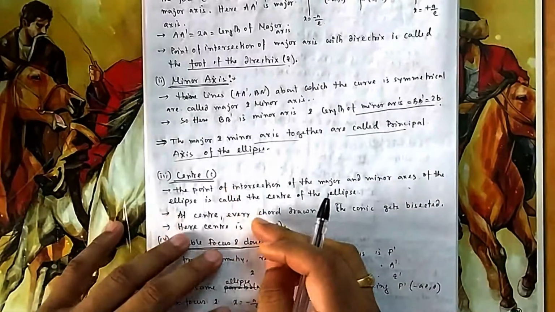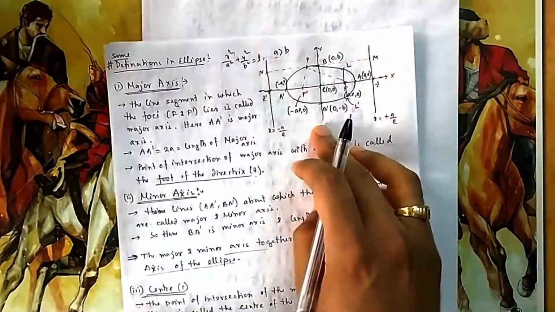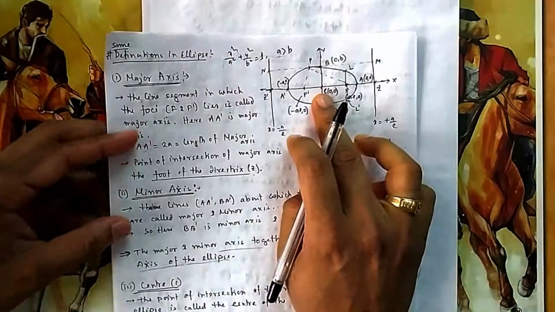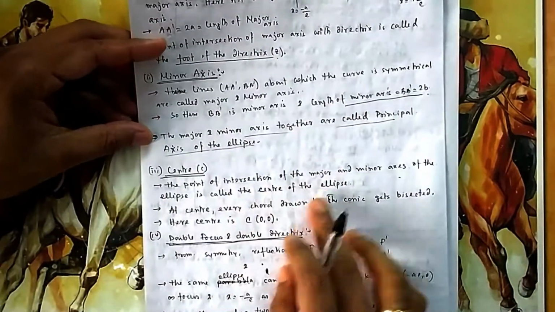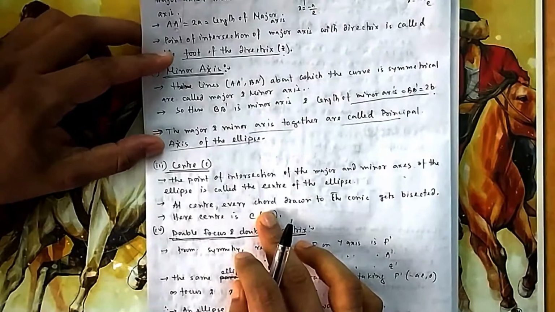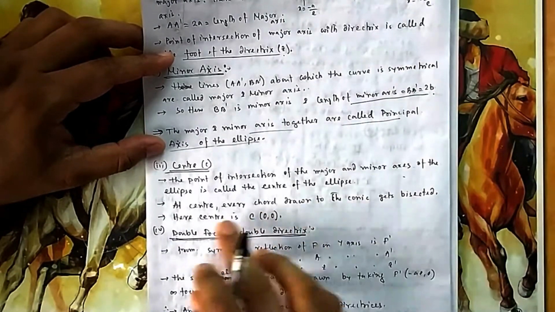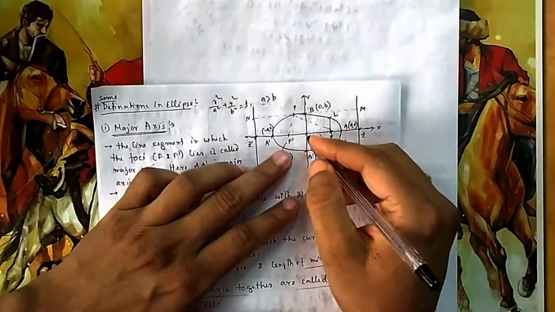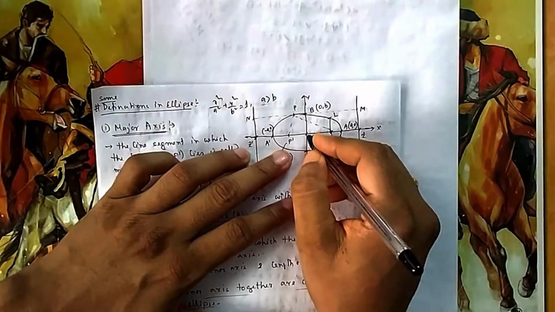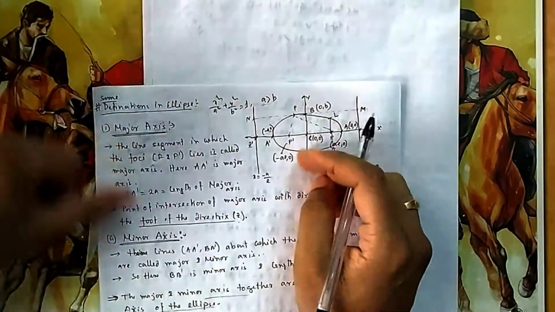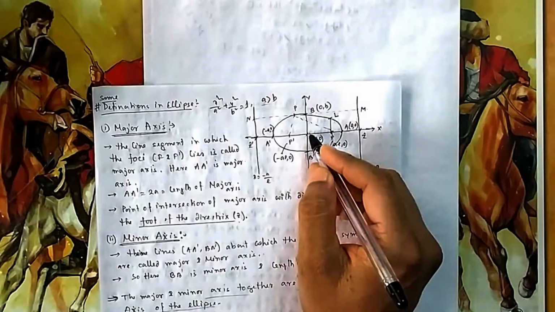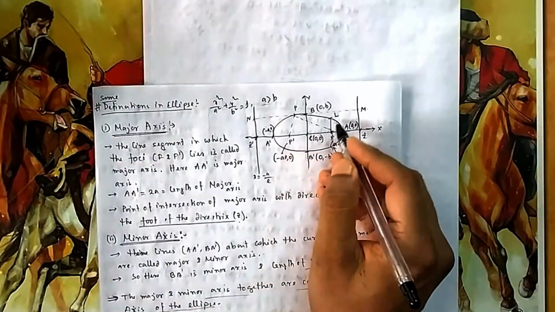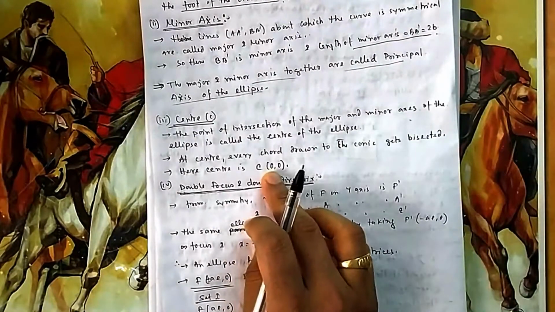Now the center. Where your major axis and minor axis meet, they meet here at (0, 0). So that becomes your center, known as the center of the ellipse. At the center, every chord, whatever chord you draw in a conic, gets bisected at the center. In parabola there is no concept of center. Any chord that passes through this center will be bisected into two equal parts. That you can see from any normal geometric symmetry also. If you draw a line, this portion should be equal to this portion. So here the center is (0, 0).